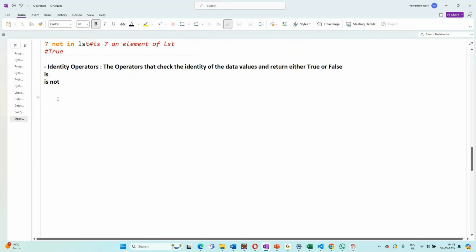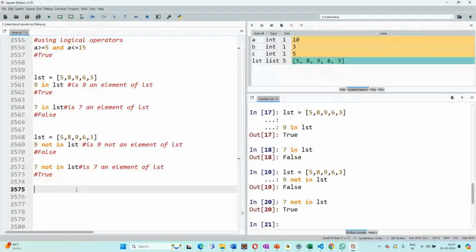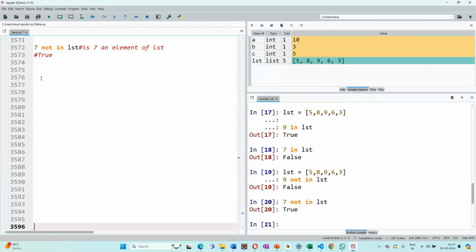Is returns true if the IDs of two elements are the same, otherwise false. Generally the ID operator is not very useful, but still we need to understand it.